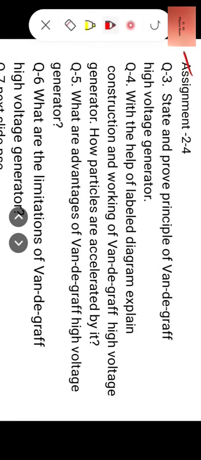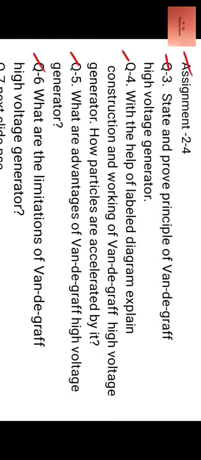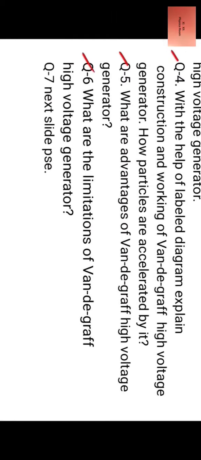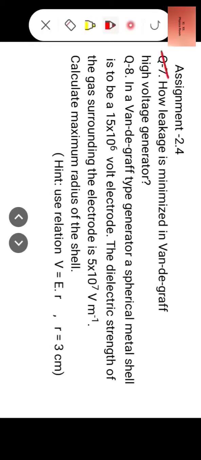Assignment 2.4 continued. Question number 3. State and prove the principle of Van de Graaff high voltage generator. Question number 4. With the help of a labeled diagram, explain the construction and working of Van de Graaff high voltage generator. How are particles accelerated by it? Question number 5. What are the advantages of Van de Graaff high voltage generator? Question number 6. What are the limitations of Van de Graaff high voltage generator? Question number 7. How is leakage minimized in Van de Graaff high voltage generator?